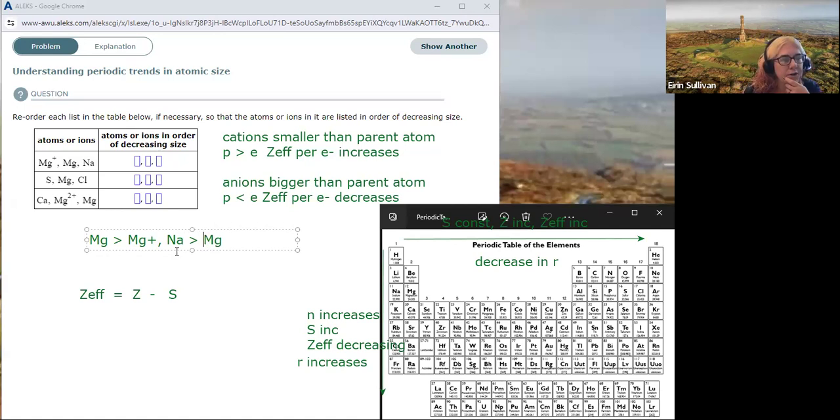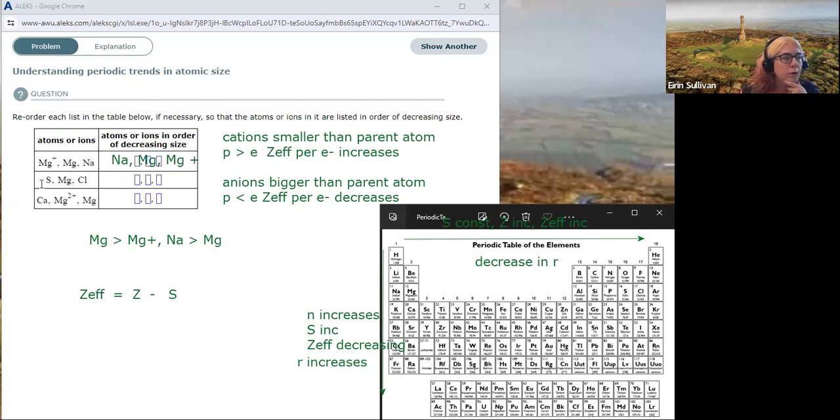All right, so now we should be able to rearrange these two facts into a total order. In fact, you know what, I'll just put it in the actual box. So sodium is going to be the biggest, then magnesium, and then the magnesium cation, right? Just put those two things together to make one list.